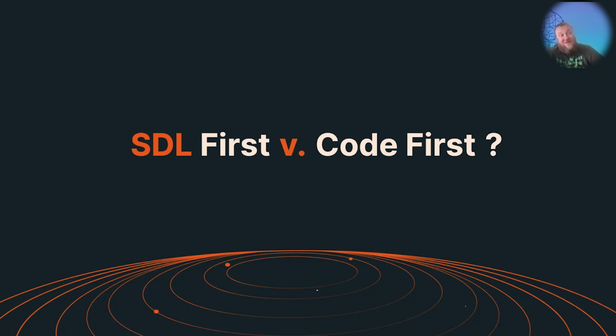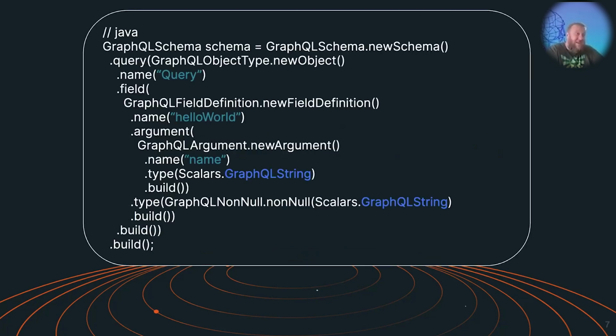But there's also another caveat to it. Technically, any GraphQL library can be a code-first library, as long as you can write those very low-level GraphQL object representations and build those abstract syntax trees. Then you get a code-first library.